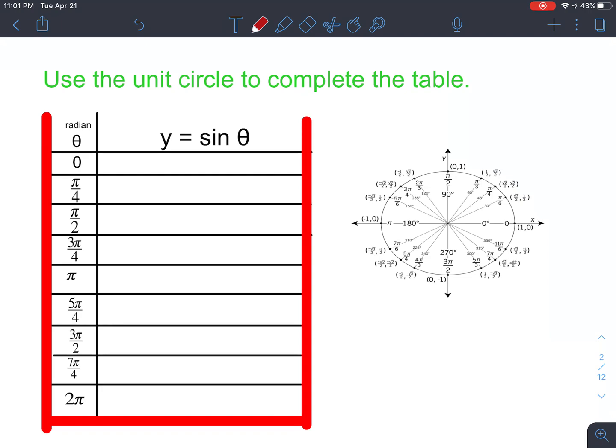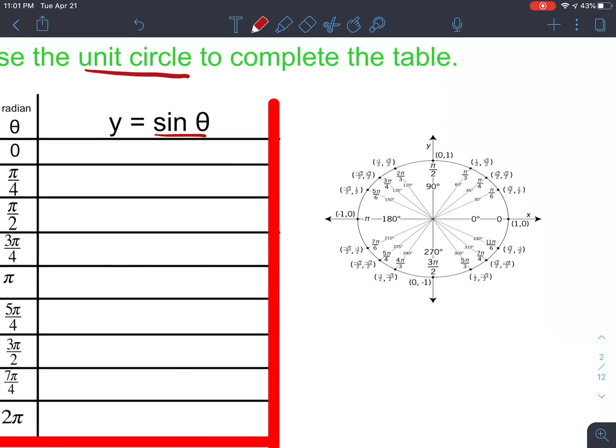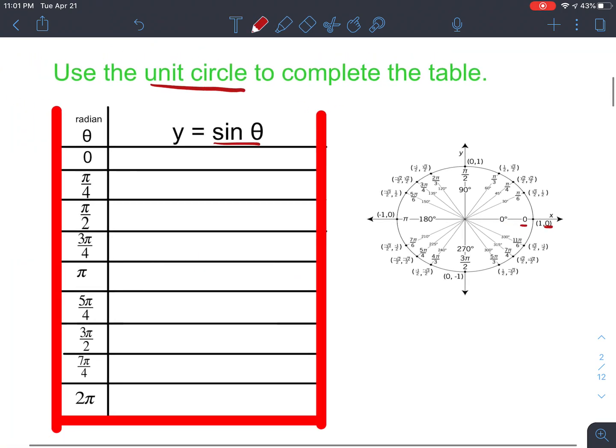All right, so if we have 0 radians, remember, if we're looking for the sine and we're going to use our unit circle for this, we are going to look at the y value where we have 0 degrees. Well, I should say 0 radians, right? So we should be aware that the sine of 0 radians is 0.